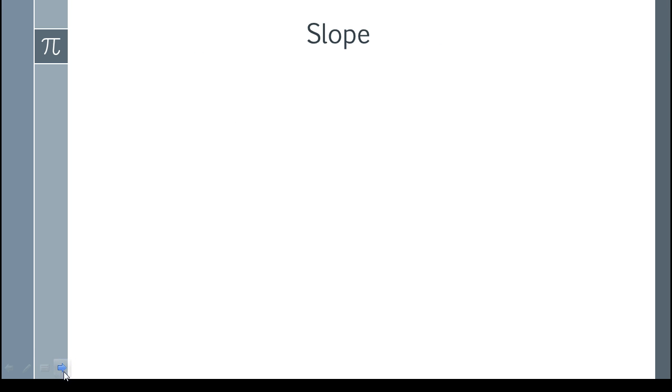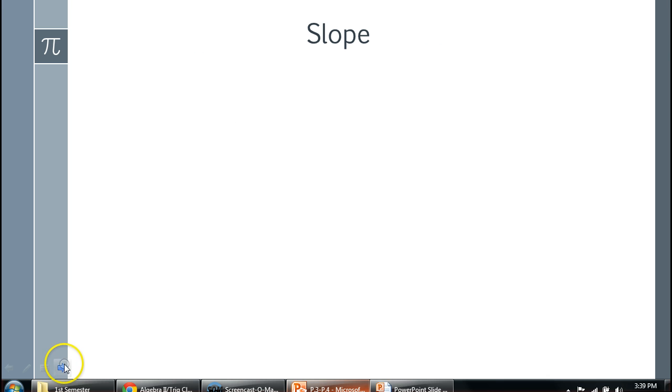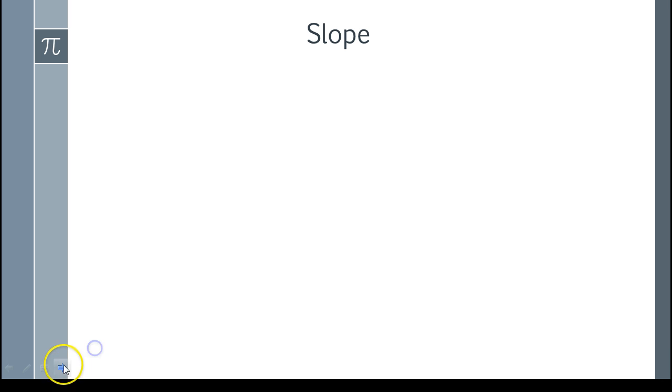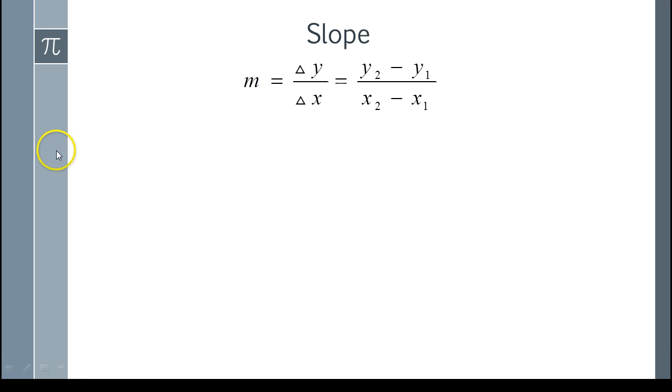Next up, we're going to go ahead and remind ourselves about lines and the way they work. So the first thing I want to remember is how to find the slope of a line. And we know that slope is change in y over change in x. That's what this little triangle means. It means change. So change in y over change in x, which can be found by subtracting my y's and then dividing it by what I get when I subtract my x's.